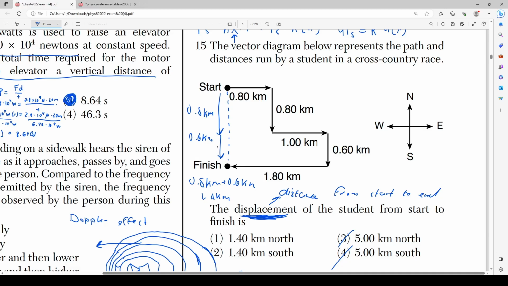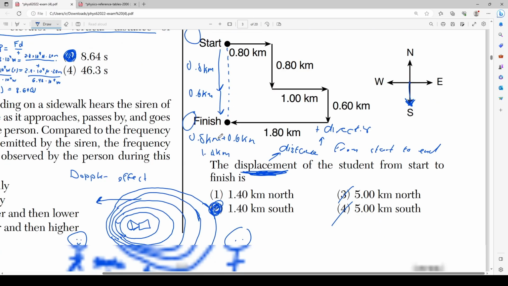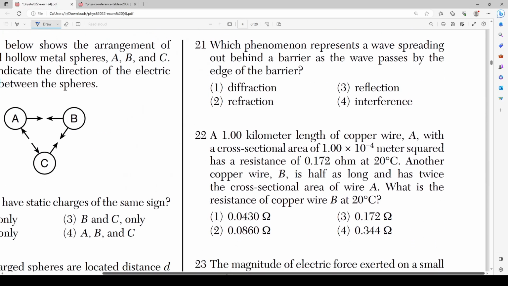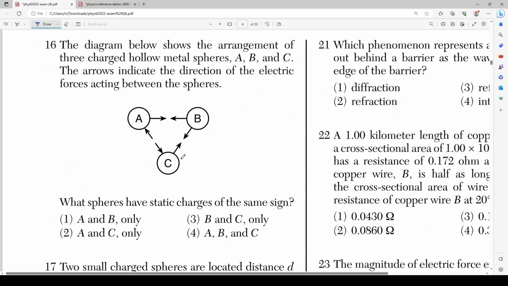Next, I need to determine the direction, because displacement is a vector quantity, so it has to have distance plus direction. If we look here, we started up here, and then we ended down here, so technically we moved southwards. We moved 1.4 kilometers south, or southbound. That's all.